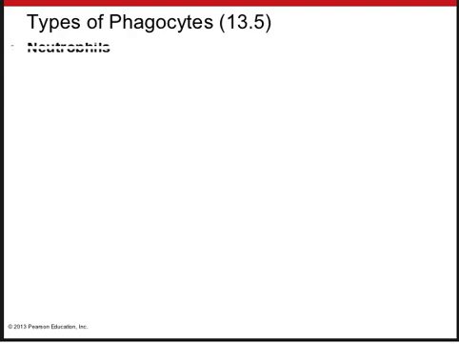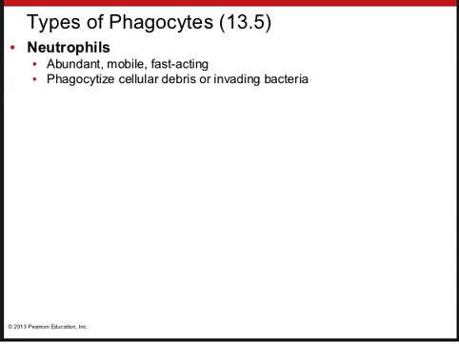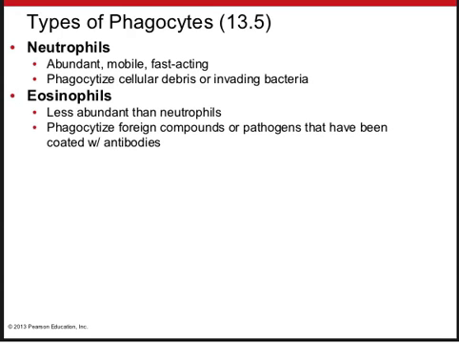Okay, types of phagocytes. Neutrophils are abundant, mobile, and fast-acting. They phagocytize cellular debris or invading bacteria, while eosinophils are less abundant than neutrophils, and they phagocytize compounds or pathogens that have been coated with antibodies.